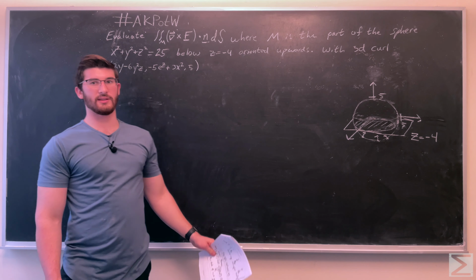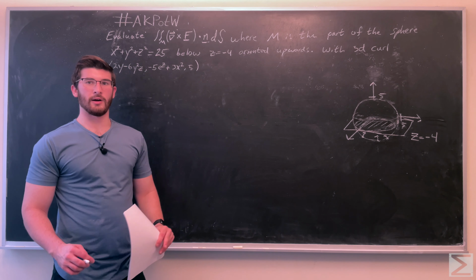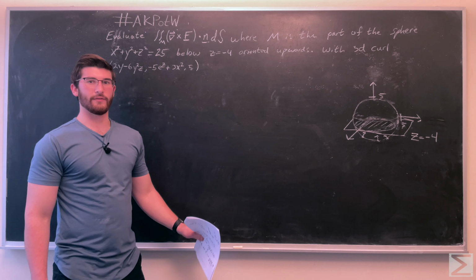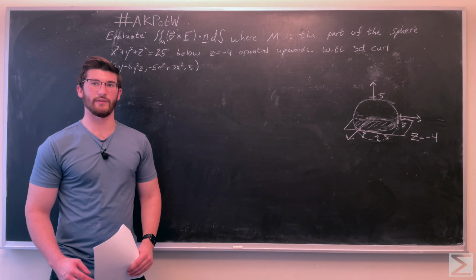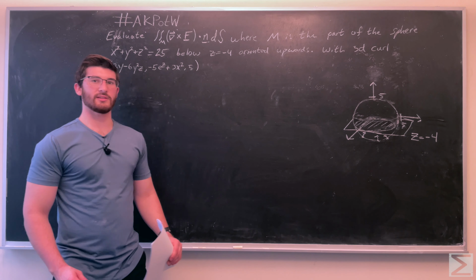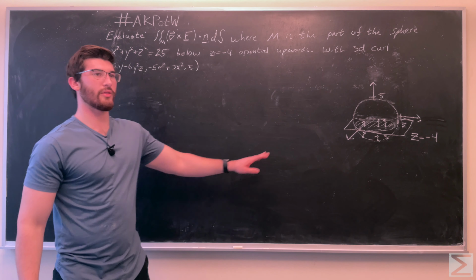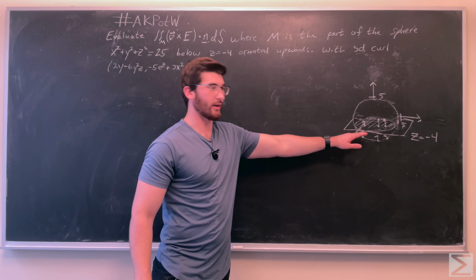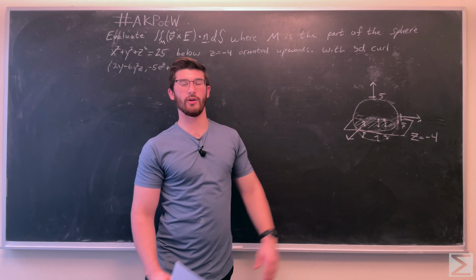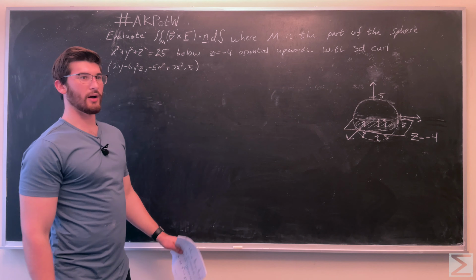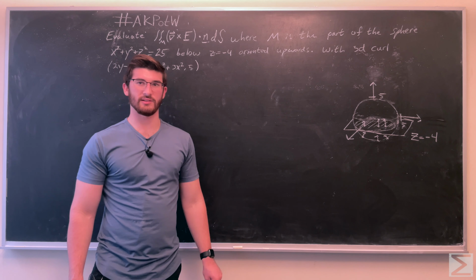So the easiest thing to do here is to take a projection of the sphere, so the disk that's at z equals -4, and find the flux through the disk, also oriented upward. If we use Stokes' theorem, we know that the flux through this is going to be the same as the flux through the sphere below it. So first, let's find the radius of that disk.